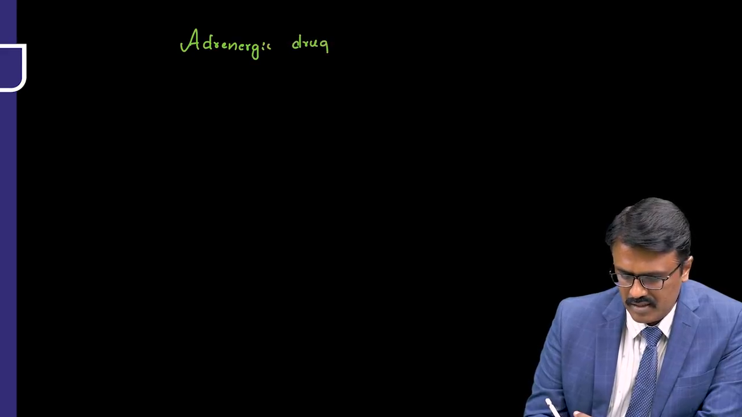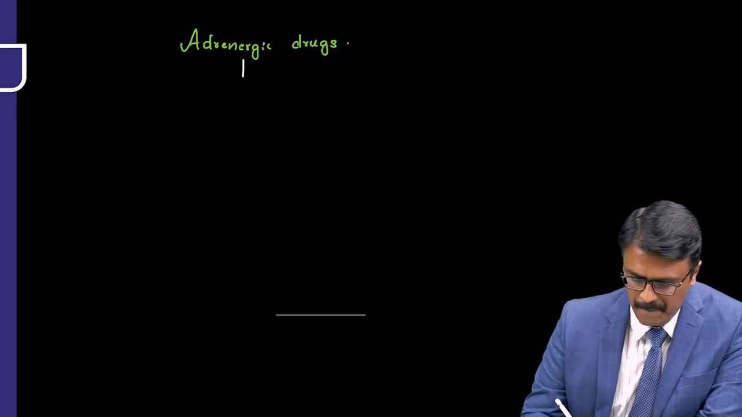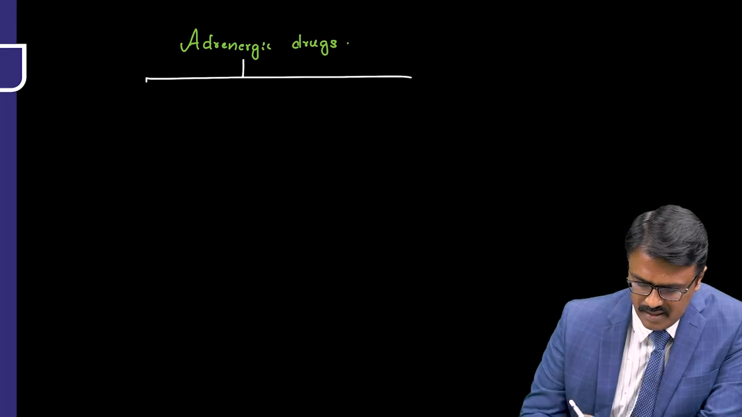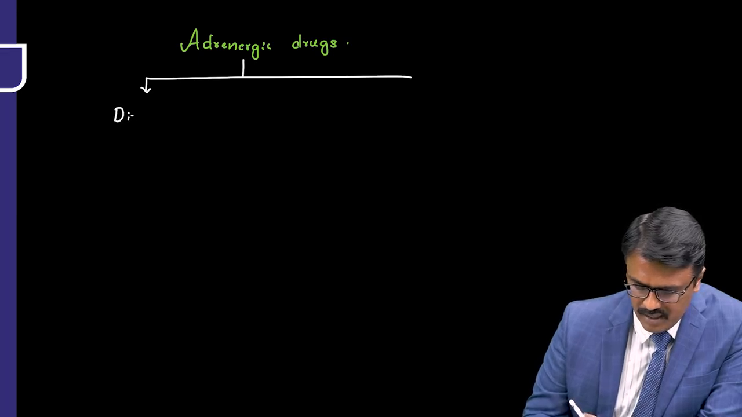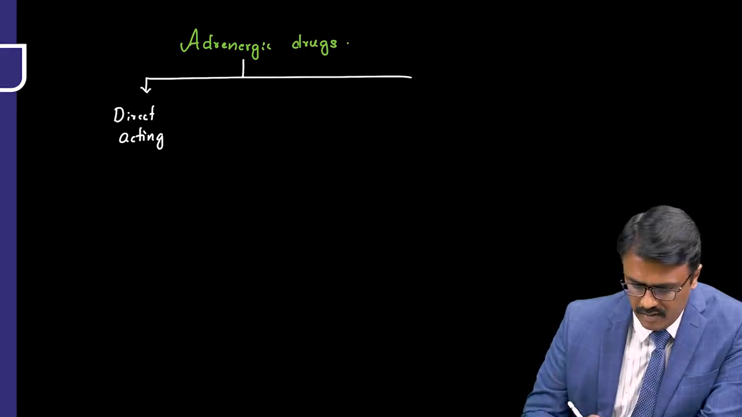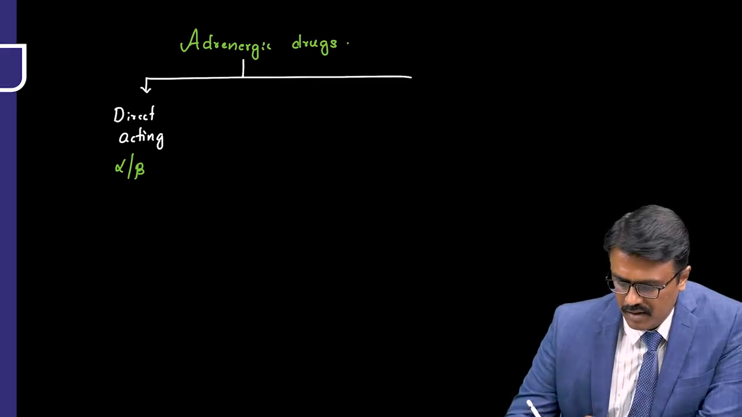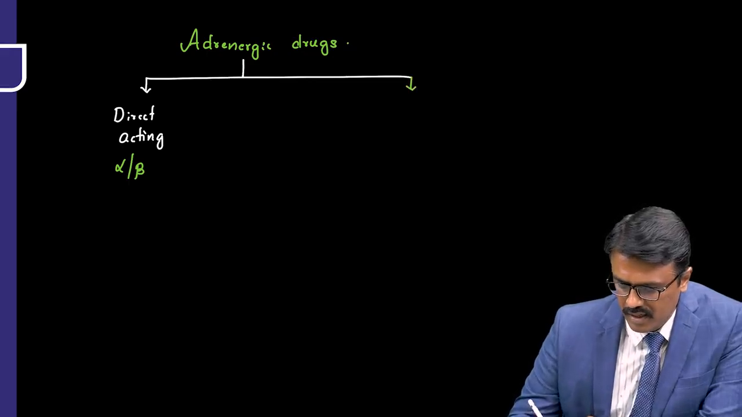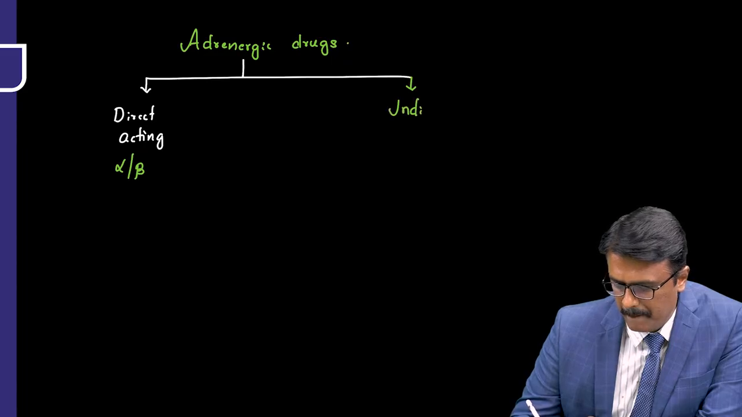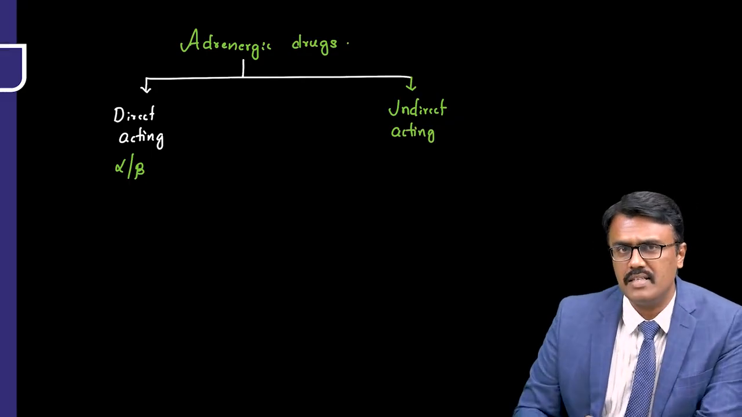So adrenergic drugs. In adrenergic drugs, we have three types. What are the three types? Number one, they are called direct acting drugs. Now, what do you mean by direct acting drugs? The meaning is they can act on either alpha or beta receptor directly. Then we have another concept called indirect acting drugs, or we call them indirect sympathomimetic drugs.